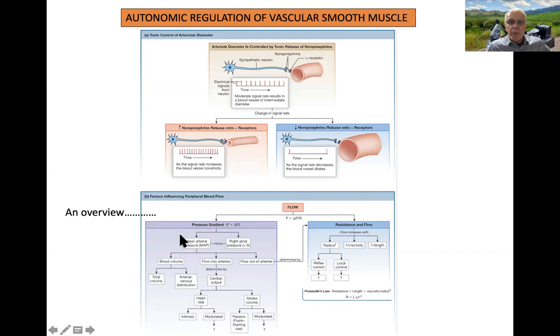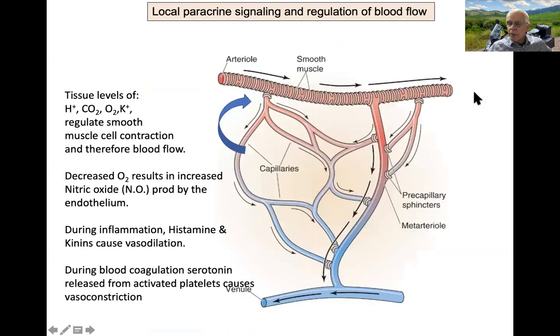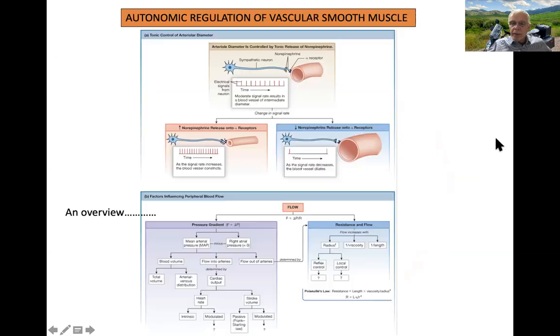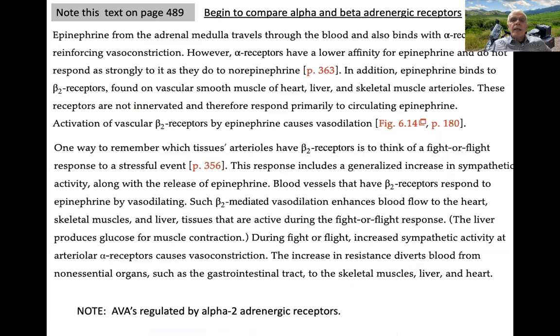Now, all of this down below, I'm going to talk about in nauseous detail as we go along, but it's an overview. Let me emphasize, that's an overview to illustrate how blood flow is regulated. And again, I will build on this cartoon to talk about the baroreceptor reflex. So much more of that is coming up, okay? I captured this text from page 489. I'd like for you to pay particular attention to this and study this. We begin to compare alpha and beta adrenergic receptors.